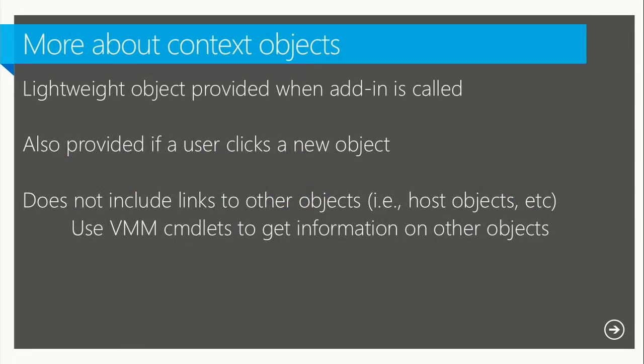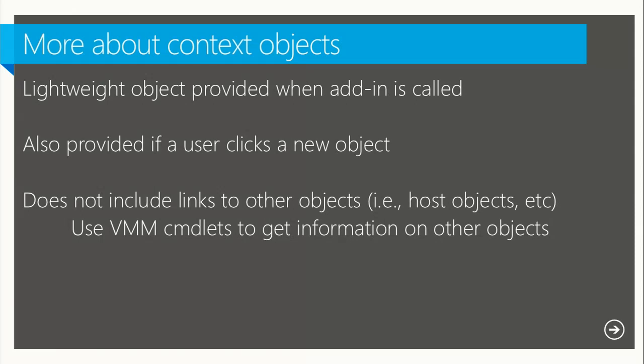I've talked a lot about context objects, but haven't really said exactly what they are. They are a lightweight object that's provided both when the add-in is called and then when users change scope, as I mentioned before. It contains everything that we think you might want to know as a quick bit of information about what the user clicked.